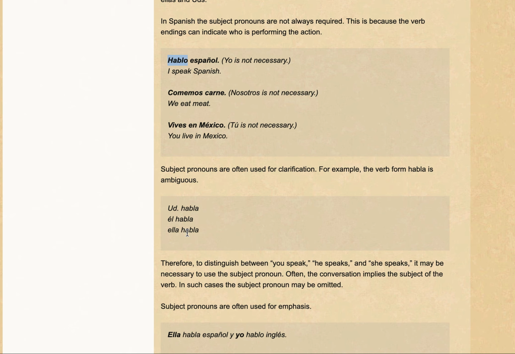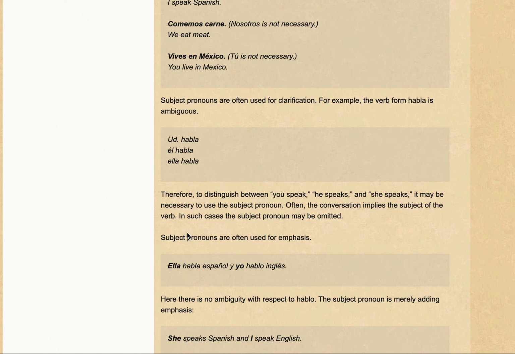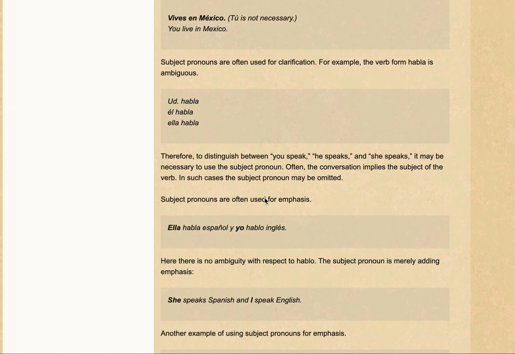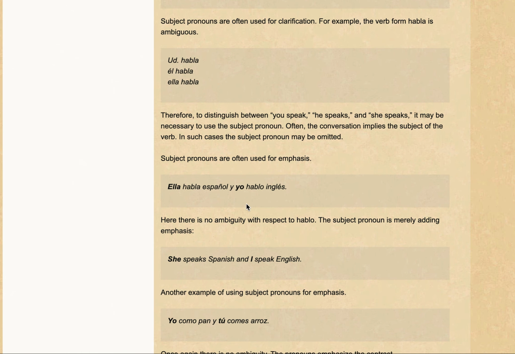So that's the reason we mention subject pronouns, to clarify and to ensure that there is no ambiguity whatsoever. So therefore, to distinguish between you speak, he speaks, and she speaks, it may be necessary to use the subject pronoun. Often the conversation implies the subject of the verb. In such cases, the pronoun may be omitted. Okay, so let's look at one more example before we close it off for the day.